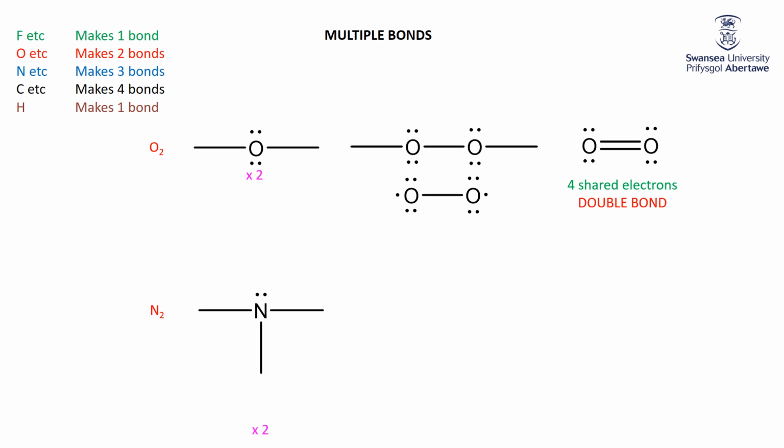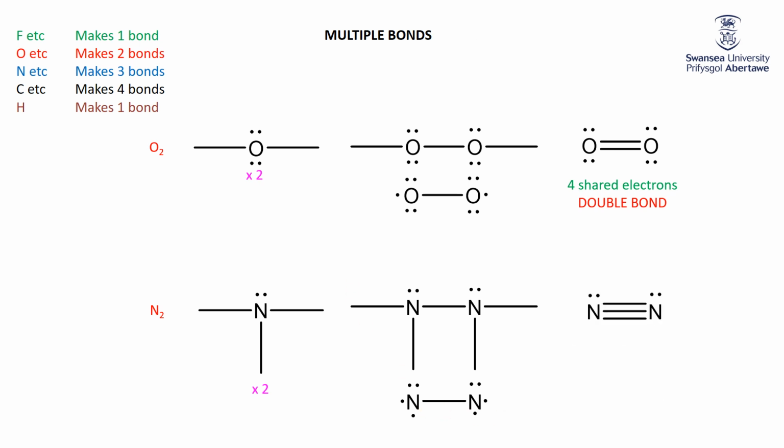Nitrogen, N2. Now you've got 2 nitrogens that each want 3 bonds. So first bond there. But now each nitrogen still wants to make 2 more bonds. Each nitrogen still has 2 electrons there that it would like to share with another atom. So what do they do? They share them with each other. And so you end up with a triple bond with 6 shared electrons. Okay, so you can have single bonds, most common obviously, double bonds or triple bonds.